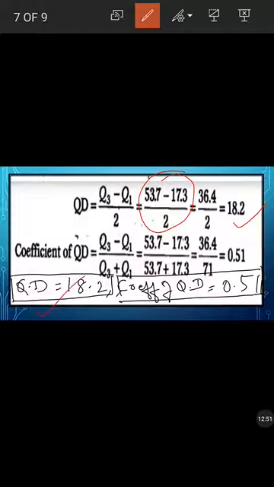And again for coefficient of QD, the formula is Q3 minus Q1 divided by Q3 plus Q1. So 53.7 minus 17.3 divided by 53.7 plus 17.3. So the value is 0.51. So finally we have to write all these values. QD is 18.2 and coefficient of QD is 0.51. Okay, I hope you all understood this problem.